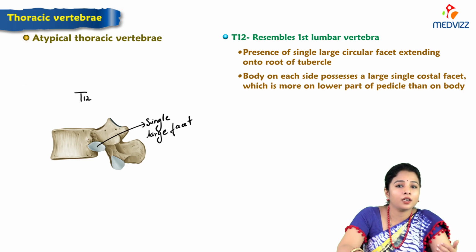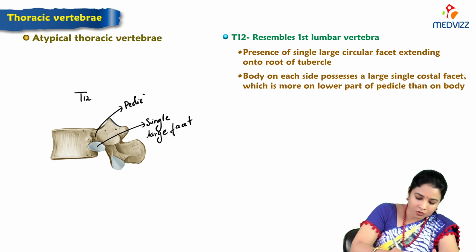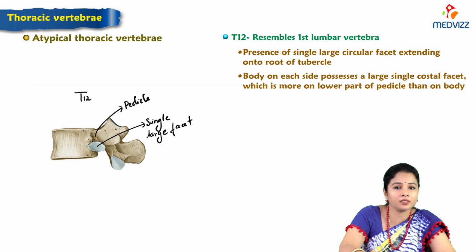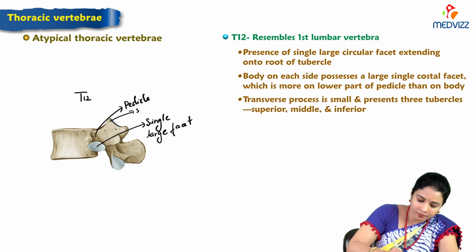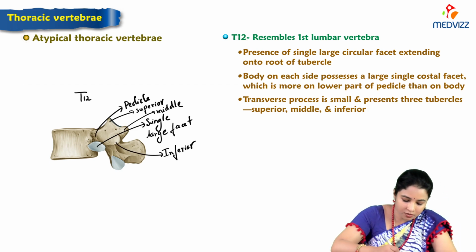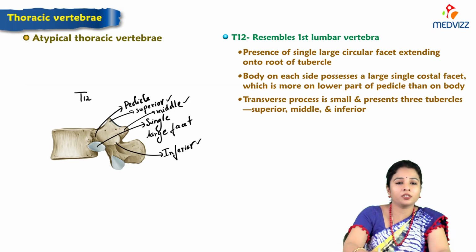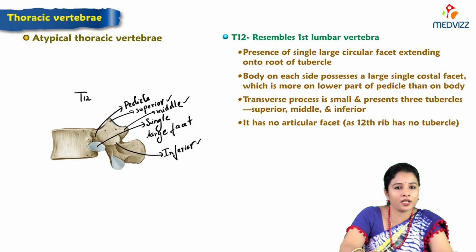So this facet is present in the lower part of the pedicle. So this is the pedicle. It is present on the lower part of the pedicle. And the transverse process is smaller and presents 3 tubercles, just like a lumbar vertebra. So the tubercles are the superior, middle and inferior tubercle. So here is the superior tubercle, middle, and so we can see the superior, middle and the inferior tubercles, which are the unique features of the T12 vertebra, and there is no facet over the transverse process.